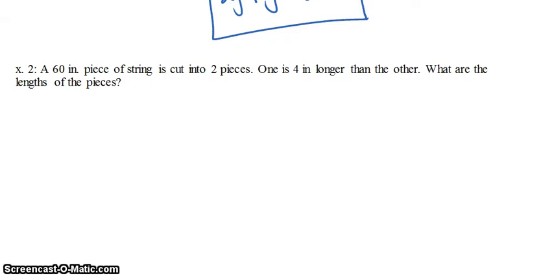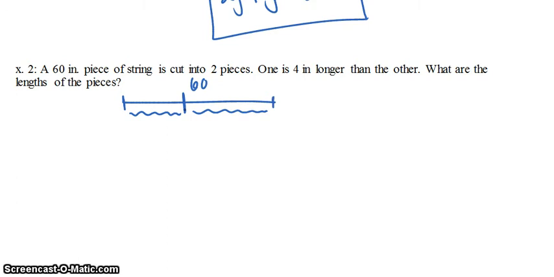Again, the first part is to read the problem. A 60-inch piece of string is cut into 2 pieces. One is 4 inches longer than the other. What are the lengths of the pieces? I'm just going to draw it out because I'm a visual person. I'll say that's 60, and we're going to cut it, and one is going to be 4 inches longer than the other. So we have this one piece and this piece, and one is 4 inches longer than the other.